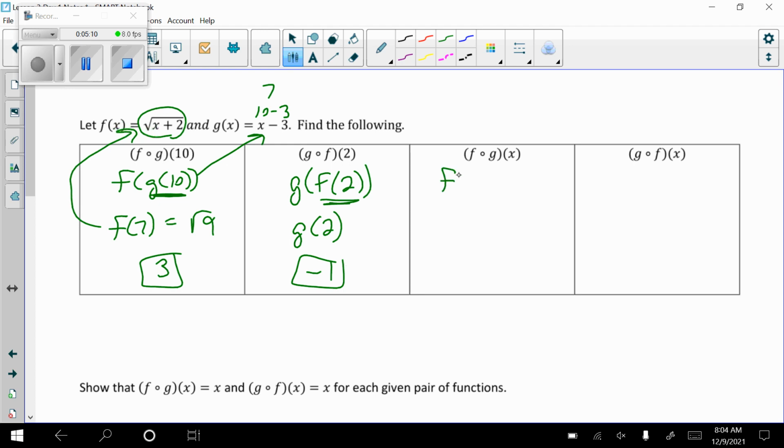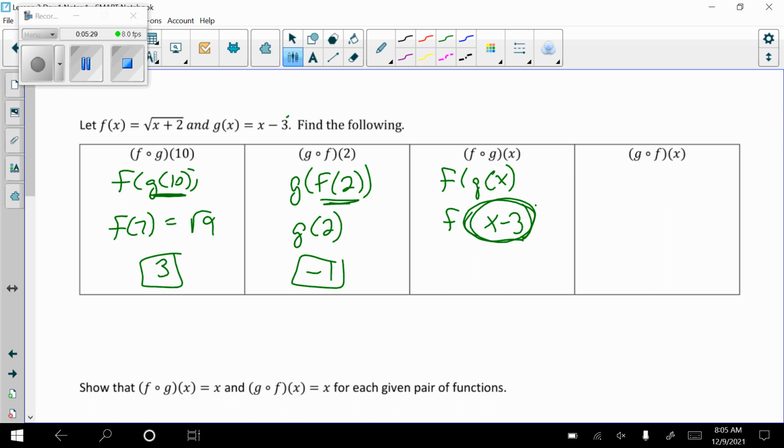Okay, these are a little bit trickier because there is no number. So I'm going to go through this a little bit slower. The first thing you're going to do is just rewrite what g of x is. So again, we're still working from the inside out. So g of x is x minus 3. You're going to take this whole function and replace it for that x in the f function.